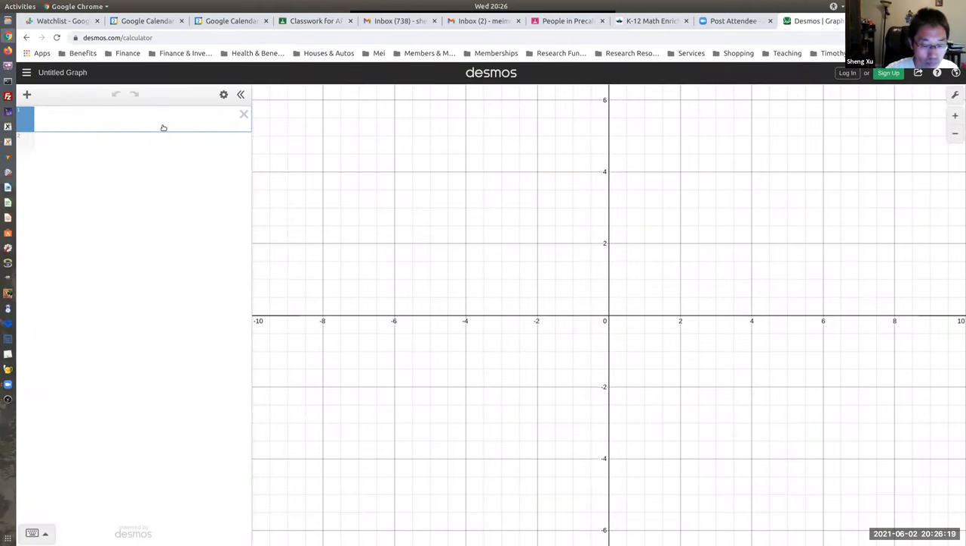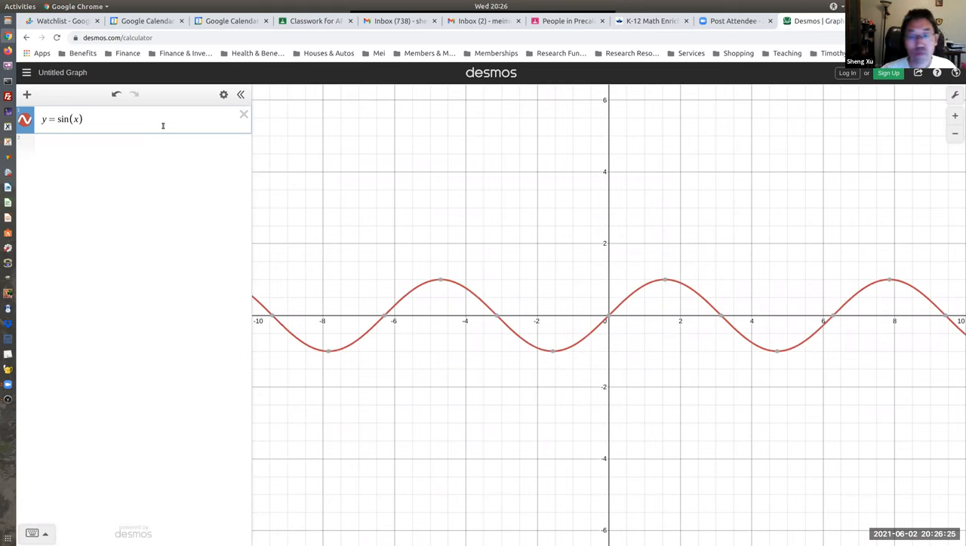Can you see my web browser? Can you see the graph? Yes, okay. This is the graph of sine x, right? A wave, right? So this is x, and this is a zero here. So as x approaches 0, clearly you see sine x approaches 0, right? That's clear, okay?